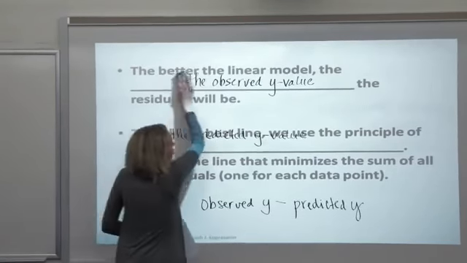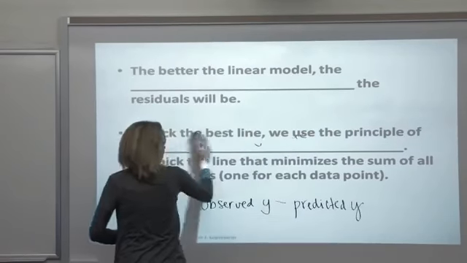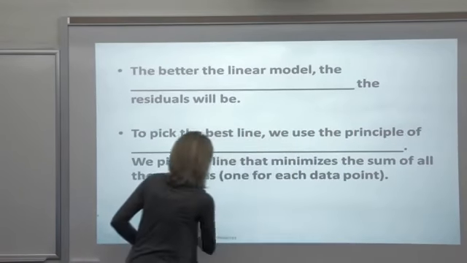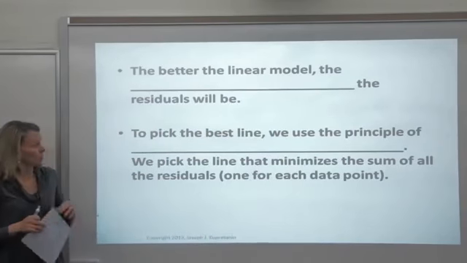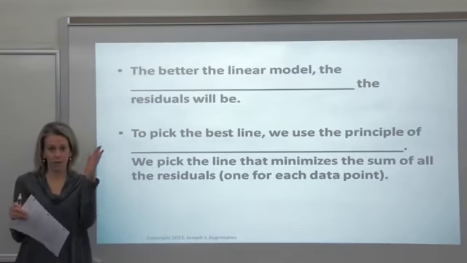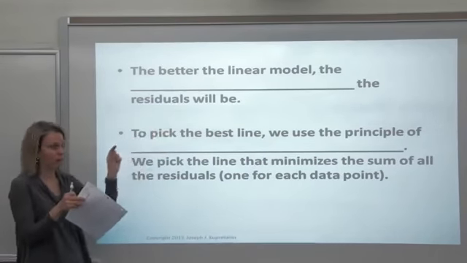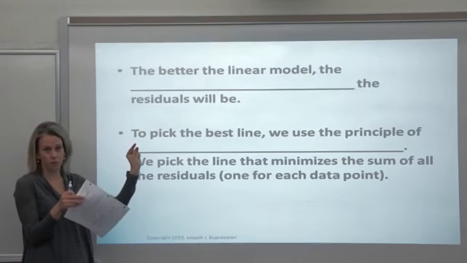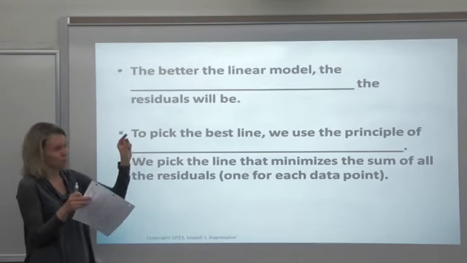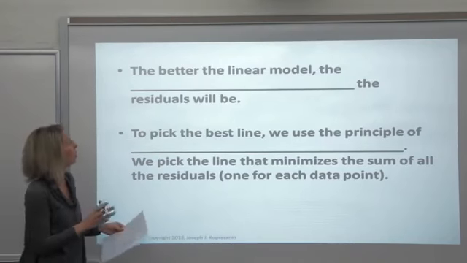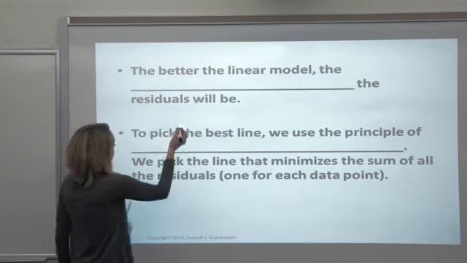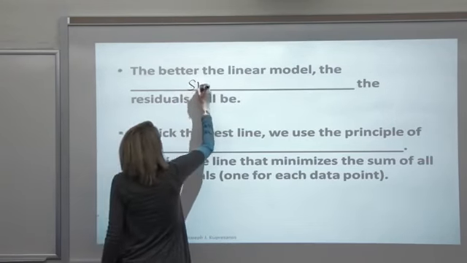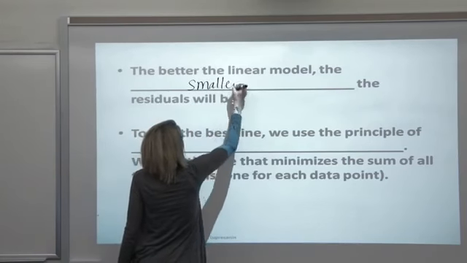Okay, the better that our linear model is, the better that our linear equation is, the smaller those residuals will be. If those points are really tight around that line, they're not going to deviate from our regression line very much, our regression equation, and so those residuals will be very small. So the better the linear model is, the smaller the residuals will be.